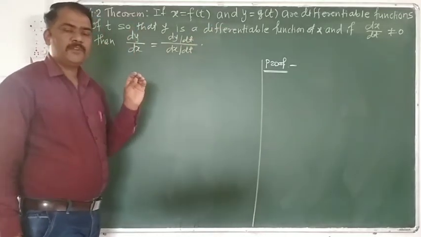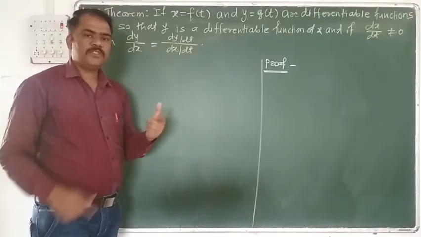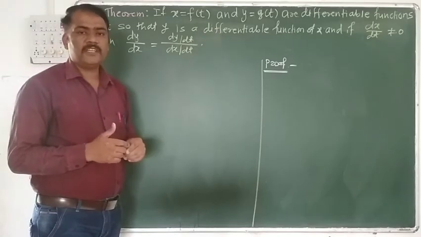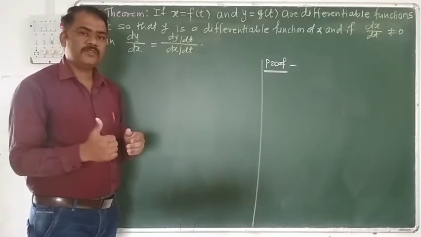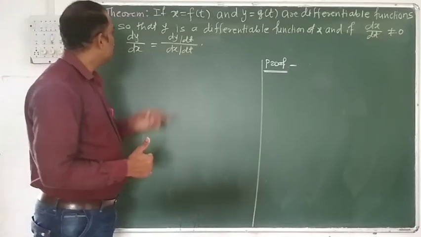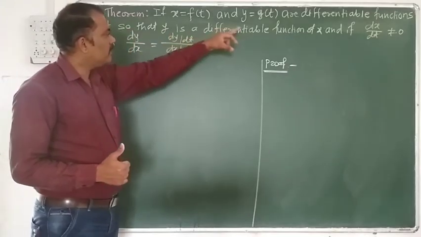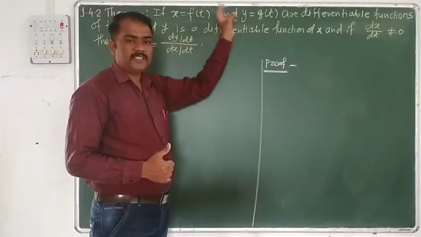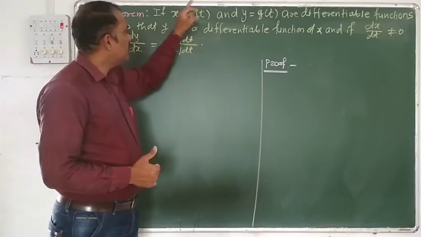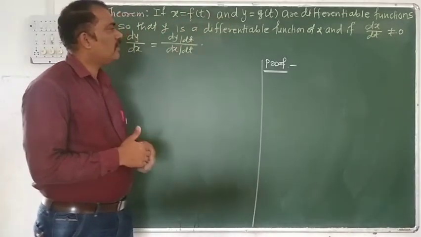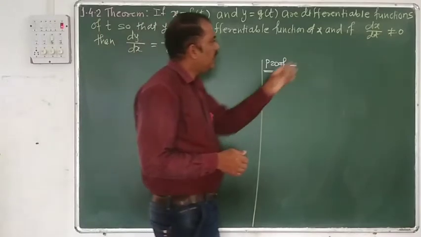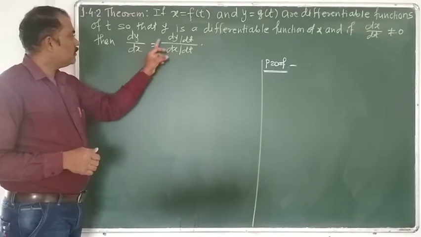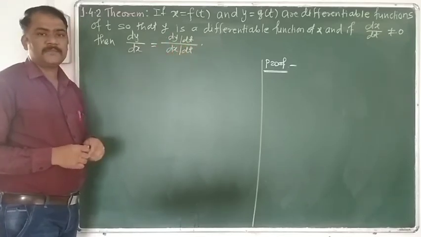X and y are differentiable functions of t means what? Derivative of x with respect to t exists, meaning dx by dt exists. Y is a differentiable function of t, it means that derivative of y with respect to t exists, that is dy by dt exists. So that y is a differentiable function of x, with the condition that if dx by dt is not equal to 0, then dy by dx is equal to dy by dt divided by dx by dt.